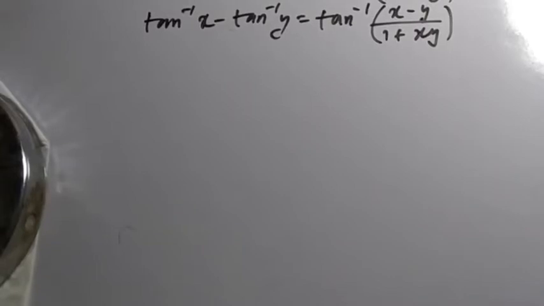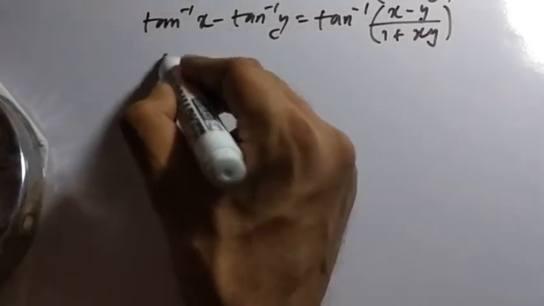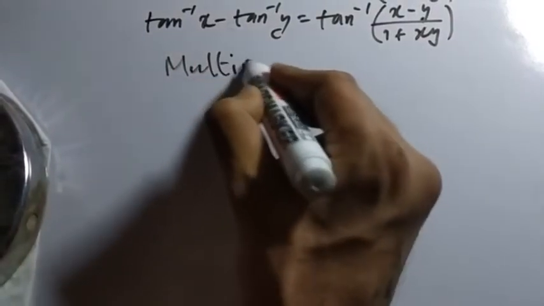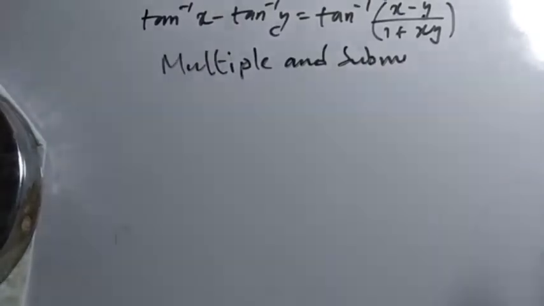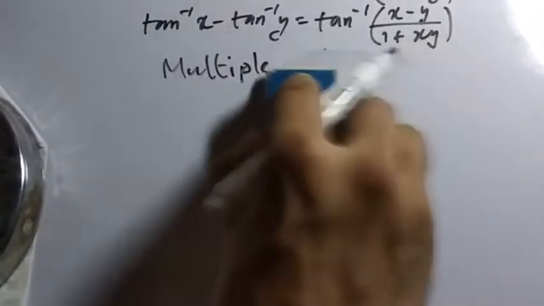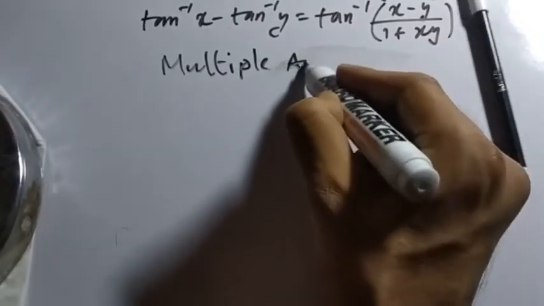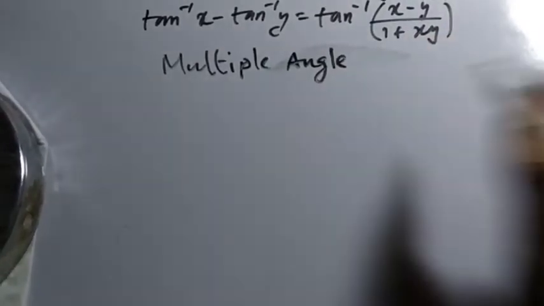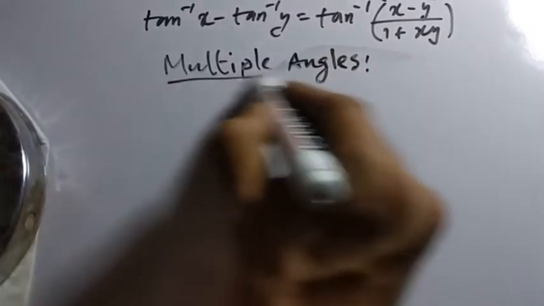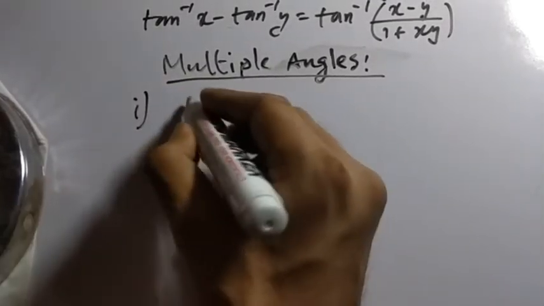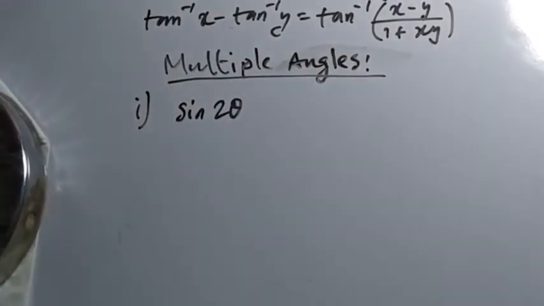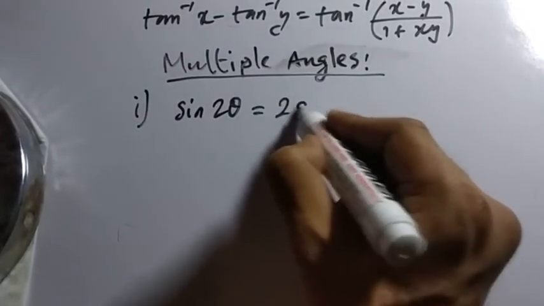So now we are going to multiple and submultiple angles. So multiple angle formulas. Next we go to multiple angles. Here the first formula we know is sine 2 theta, and that is nothing but 2 sine theta cos theta.